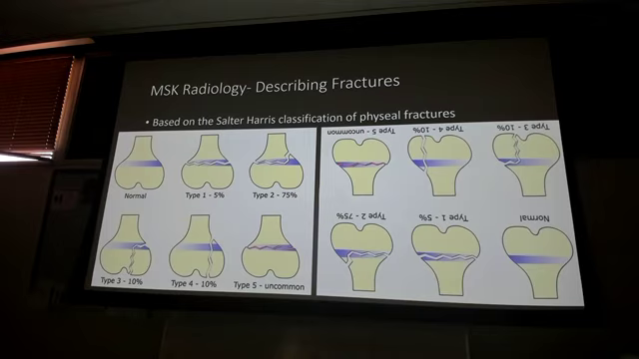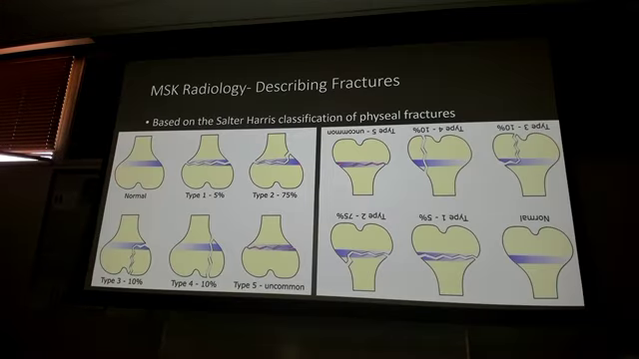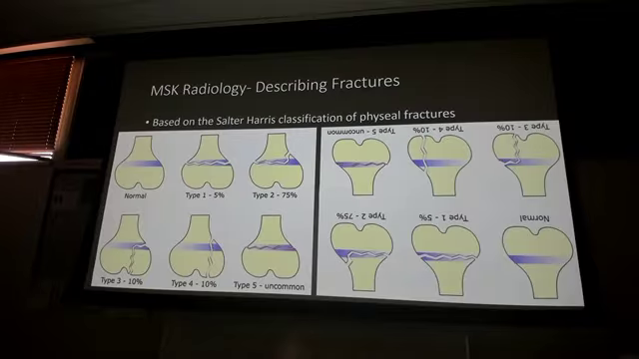Type 4, T for Salter, T is through. It goes through both the metaphysis, the epiphysis, and these are all included in the physes anyways. So 4 is through. 5, R or ER is for reduced. It's a crush injury. That's what the R is there, reduced. The physes is reduced on itself.